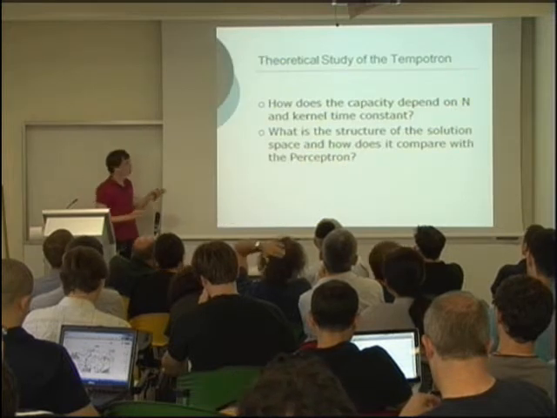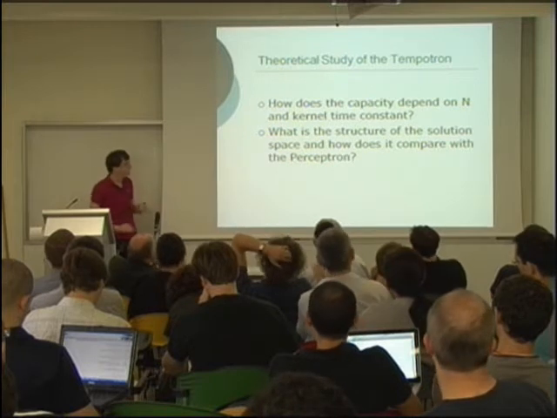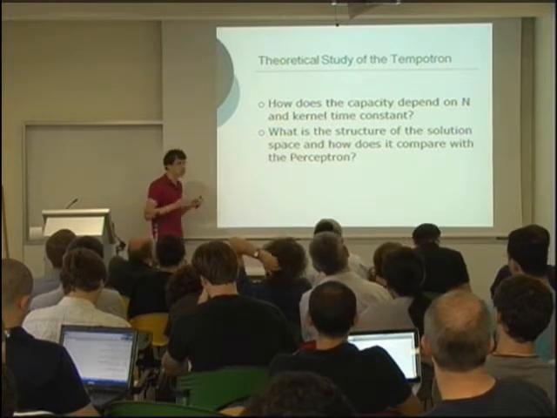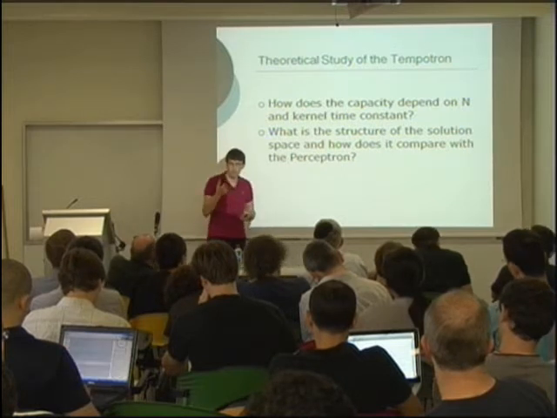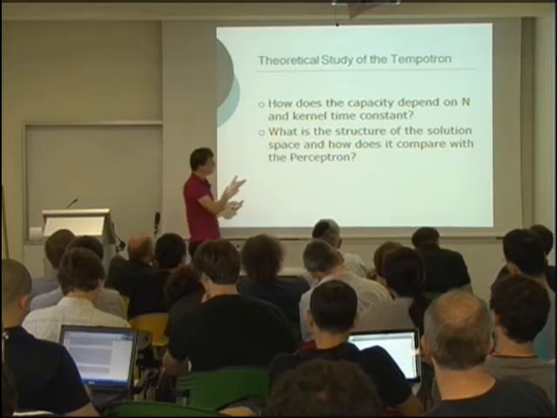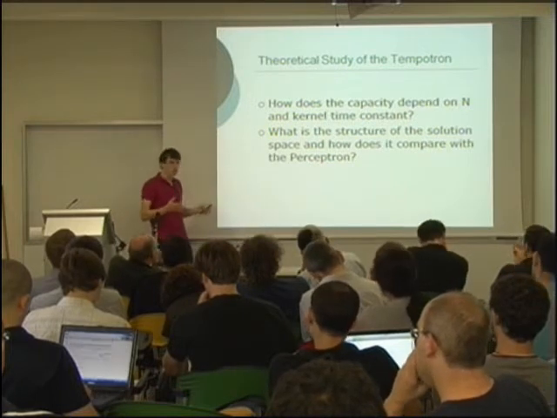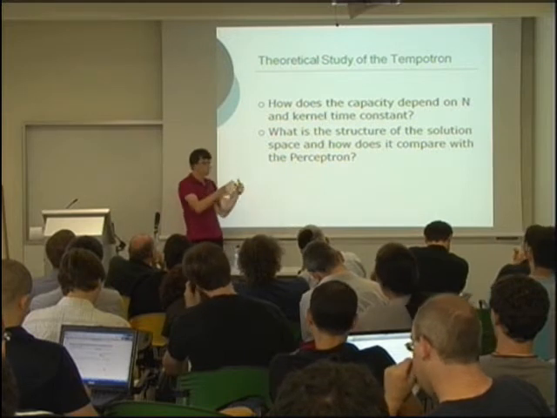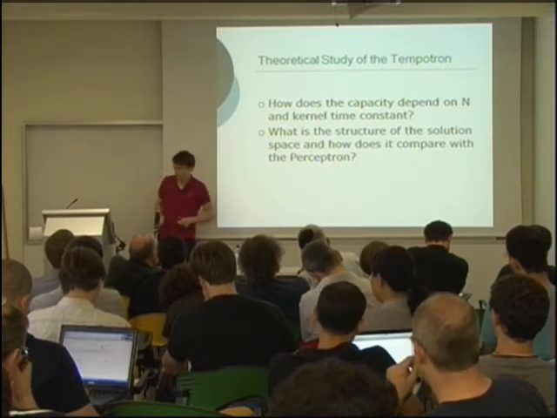So the questions we ask, our theory that we have developed, is going to answer these questions. How does the capacity depend on n and the time constant of the kernel? And in addition, like we know for the perceptron, we would like to know what is the solution space, how does it look, and how does it evolve as we add more and more patterns, and how does this compare to the perceptron?